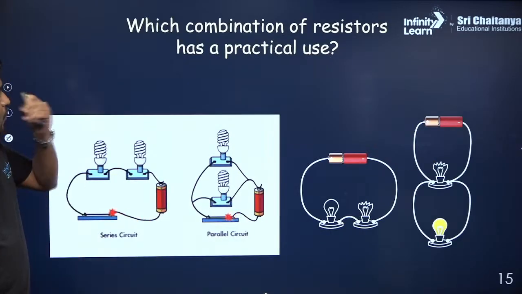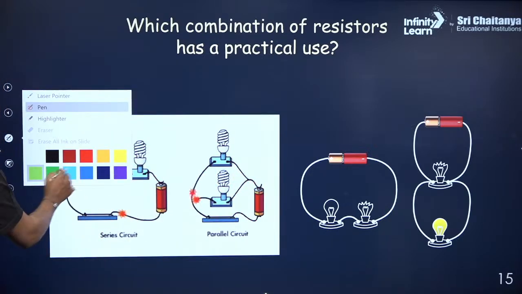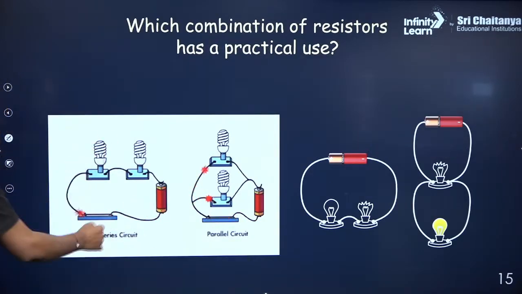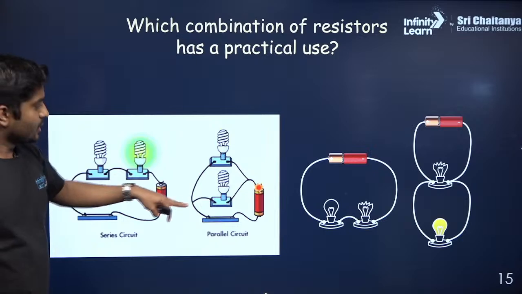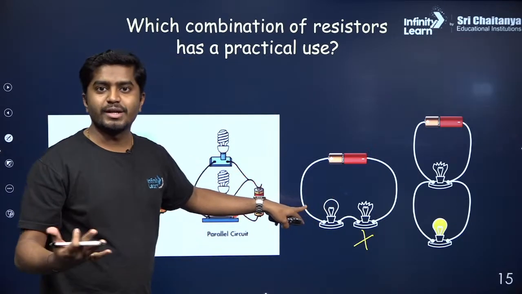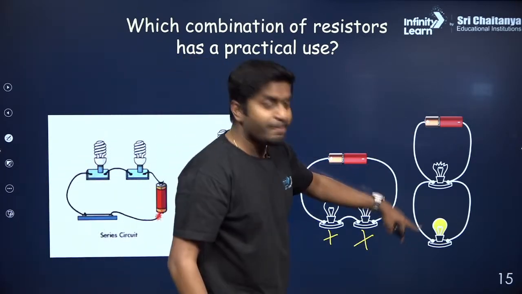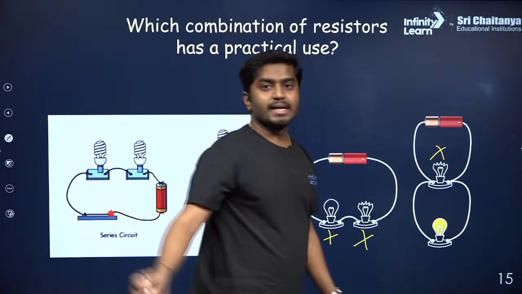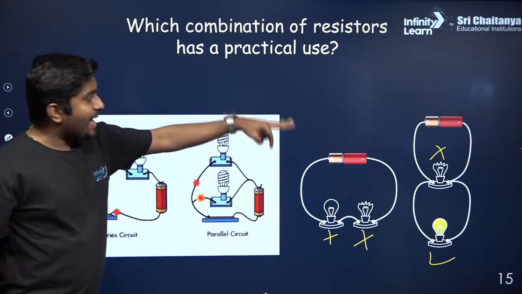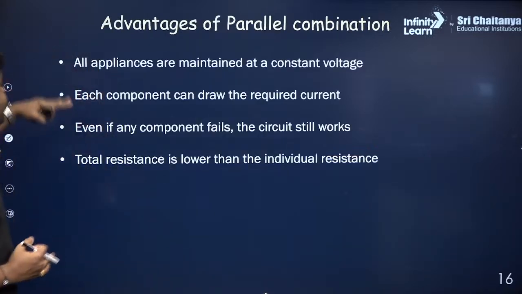Okay, so now which combination has a practical use? Which one should you use in practice? You see here, when you arrange them in series, if one of them is broken, then even the other bulb, which is in good condition, you cannot use, correct? But when you arrange them in parallel, if one of them is not working, you can still use the other one. So parallel combination has a lot of practical applications, and I'll tell you all the different applications.